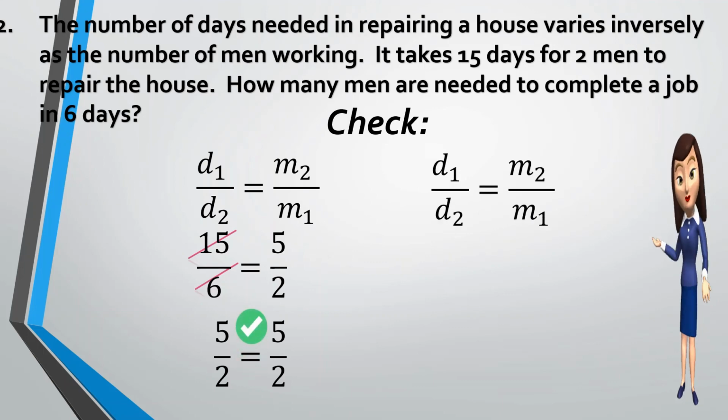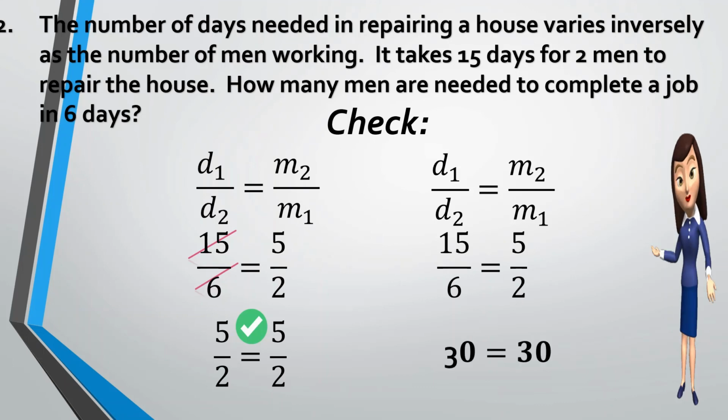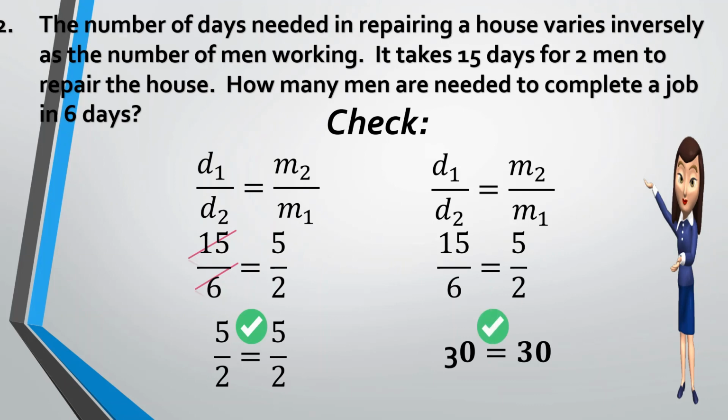Or, you're going to cross multiply. 15 times 2 is 30, and 5 times 6 is also 30. So, they are the same. So, our answer now is correct.